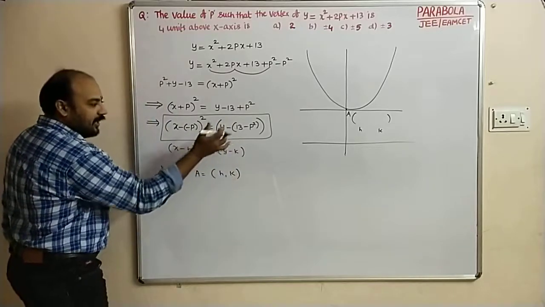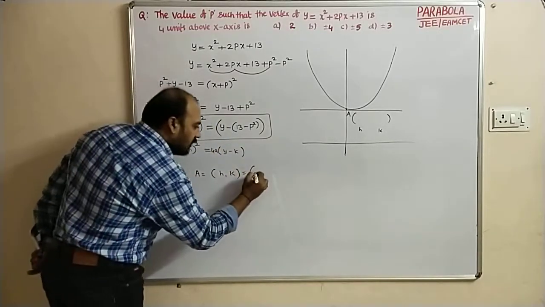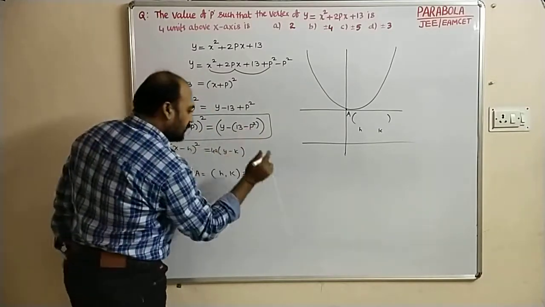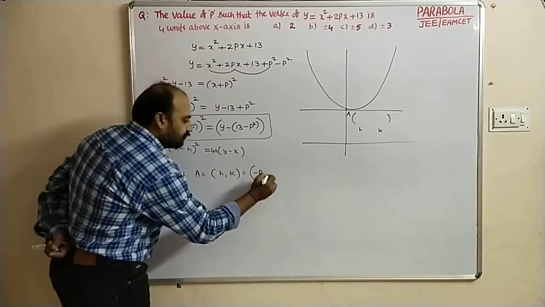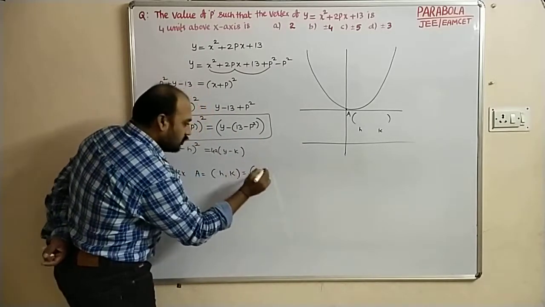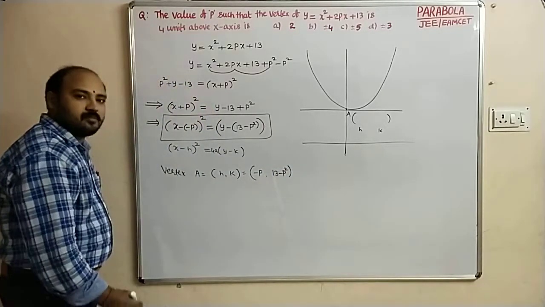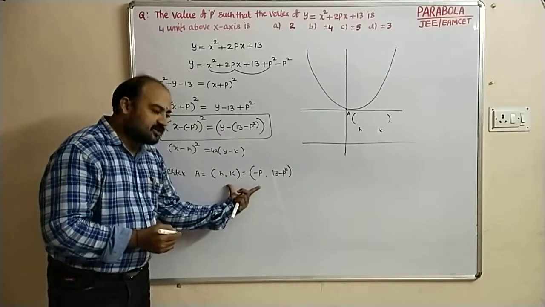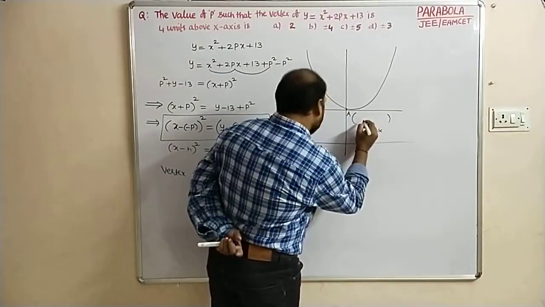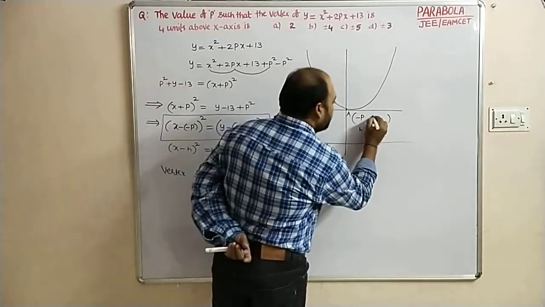So by comparing, h is equal to minus p and k equal to 13 minus p square. After getting this information, the h comma k values are minus p, 13 minus p square.